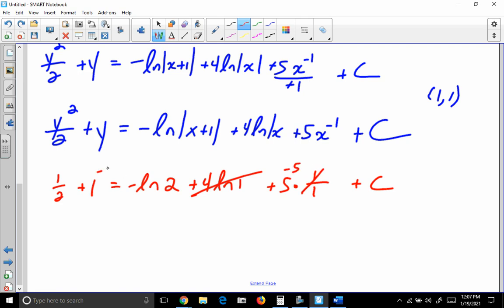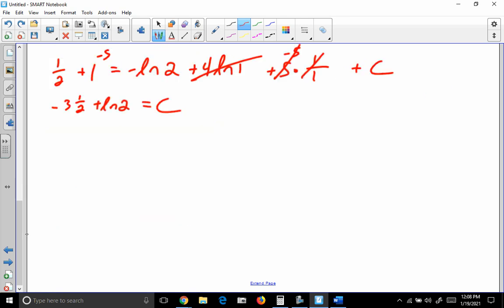We can subtract 5 from both sides. So we have 1 minus 5, that's negative 4, plus 1/2, which is negative 3.5 or negative 7/2. We can add natural log of 2 to both sides, and that will give us c. So that'll get c by itself. Add that to both sides, take that away from both sides. Natural log of 1 is 0. So that's c. So then we can substitute that in.